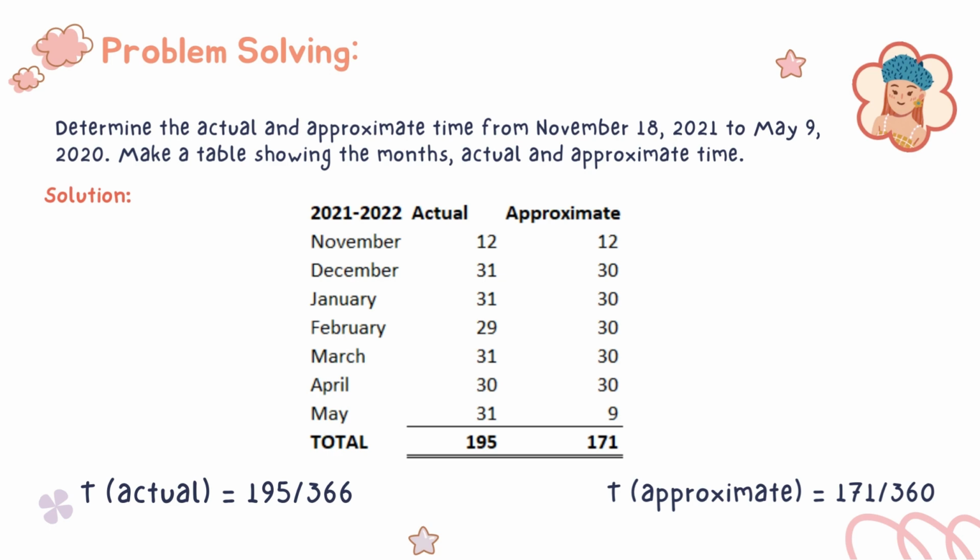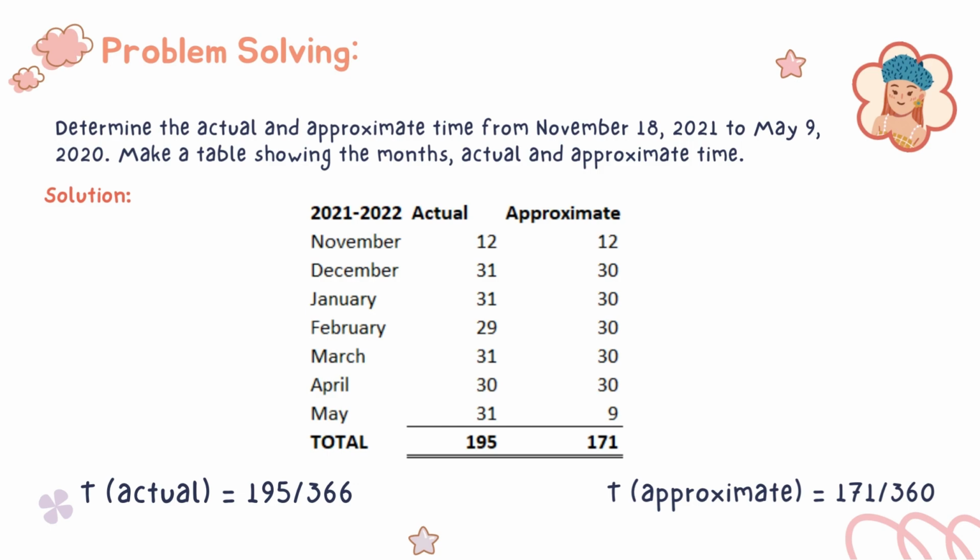So, for approximate naman, kalahian niya is, i-divide niya by 360. Kaya amo man iya assumption is tag 30 days all throughout the 12 months. So, 360 diri iya denominator. So, that's the main difference for the time computation.